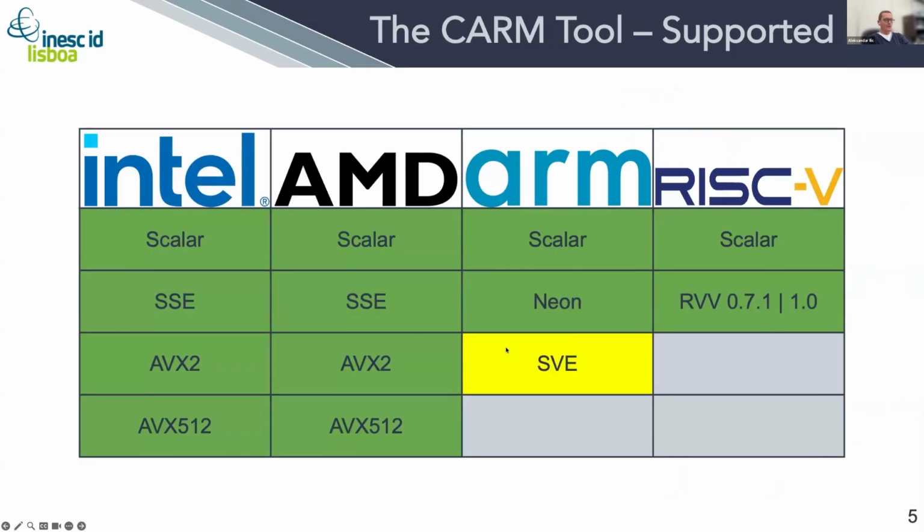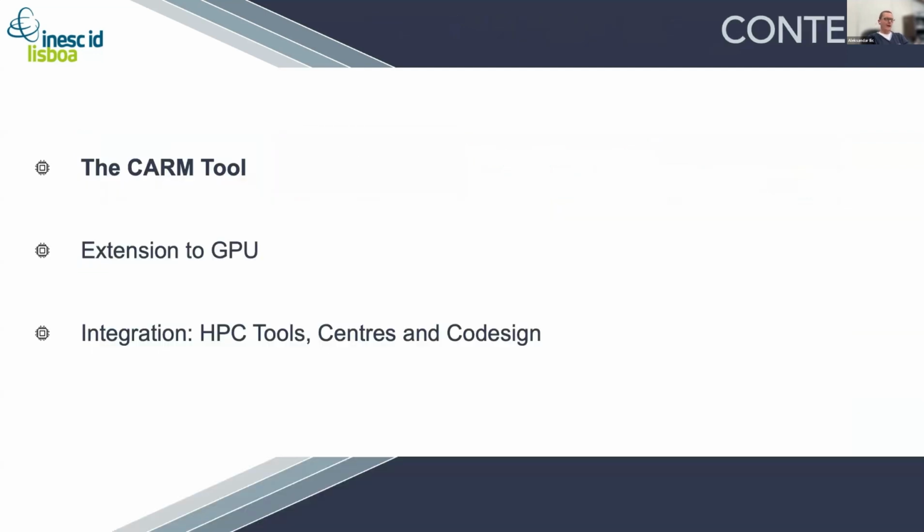When you focus directly on each of the supported architectures, we also support all possible ISA extensions. For example, for SIMD on Intel it goes from Scalar and SSE through AVX2 to AVX512, also for AMD. For ARM, we support Neon and SVE. And for RISC-V, we are also supporting the RVV 0.7 and 1.0 specifications. So I will now briefly give a high-level overview of the CARM tool, its recent extension to GPUs, and I will briefly touch on the integrations that we have with different HPC tools, centers, and co-design activities.